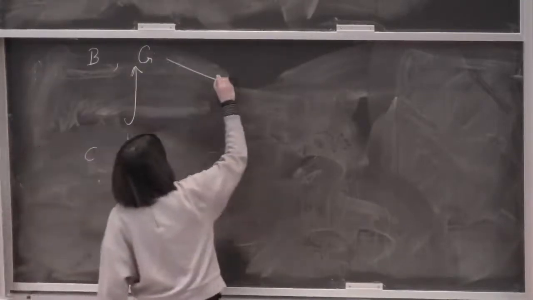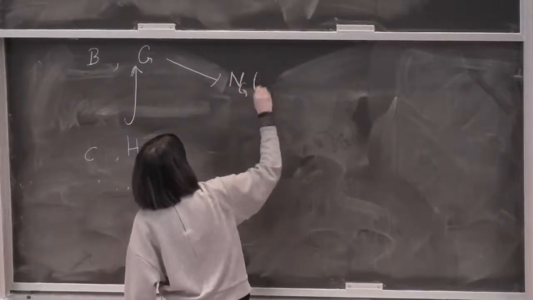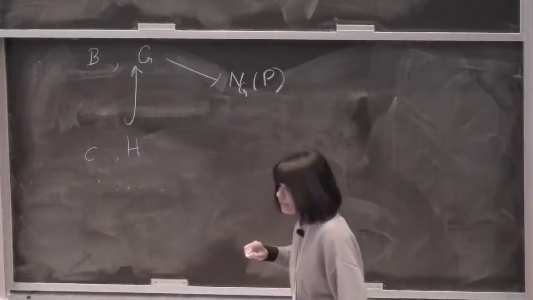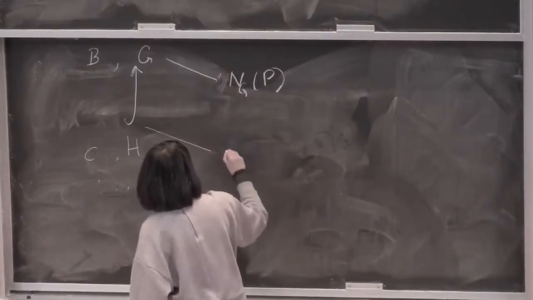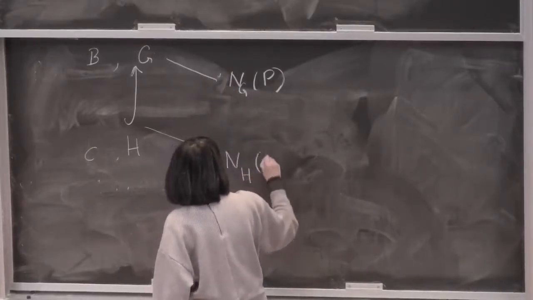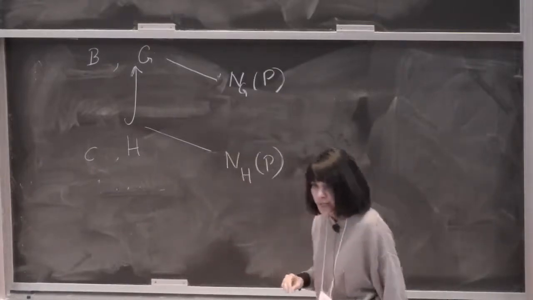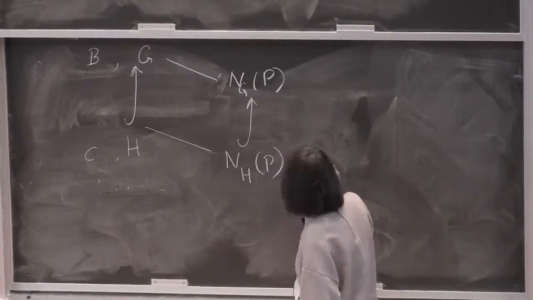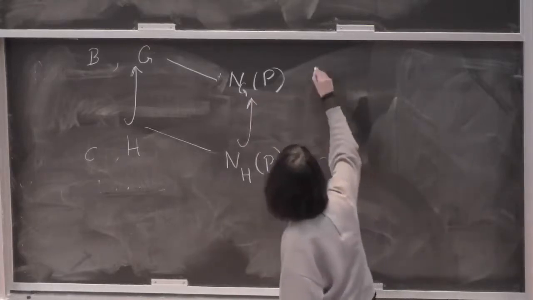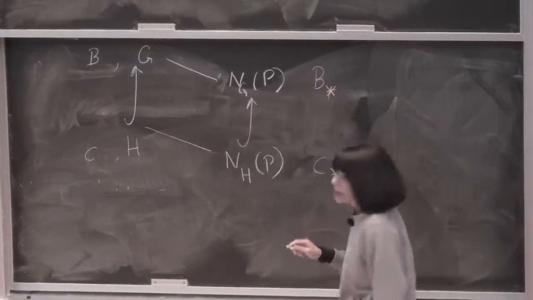And now I also want to bring in some local information. So I have the normalizer in G of P, and I have the normalizer in H of P. Okay, so the normalizer in H of P is a subgroup of the normalizer in G of P. And I have my Brauer correspondents, C star and B star.